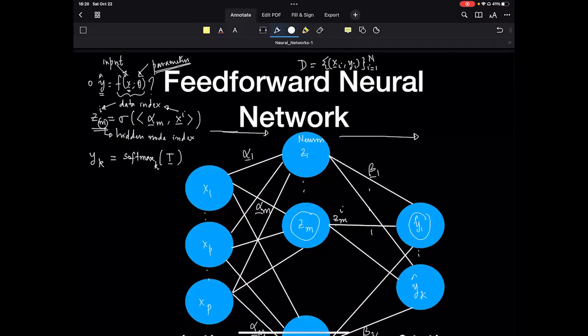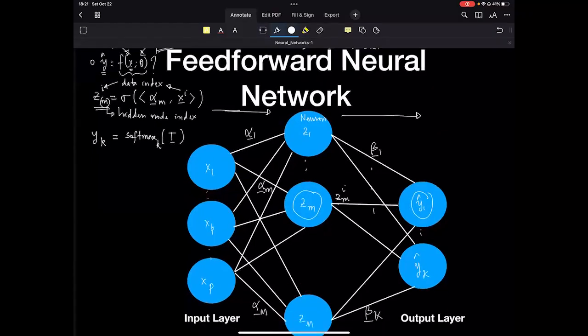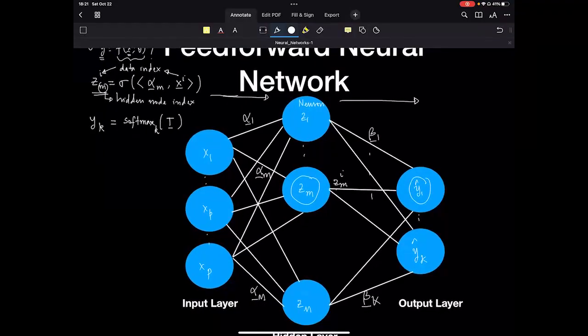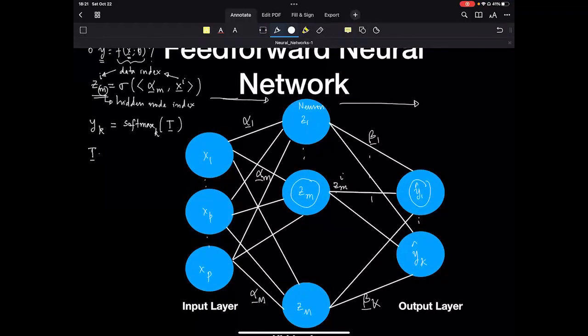I'll tell you what I mean by this. So this T is a vector corresponding to the output at each node. So let me say T1, and this is y_i hat to be precise.